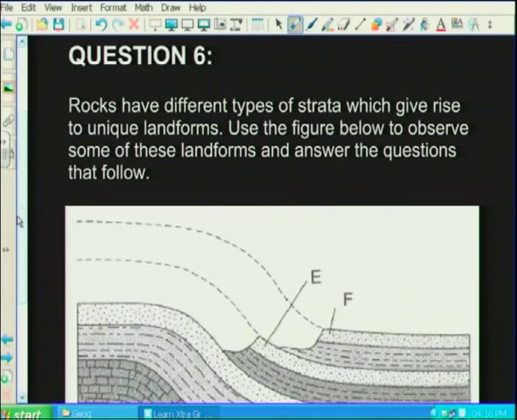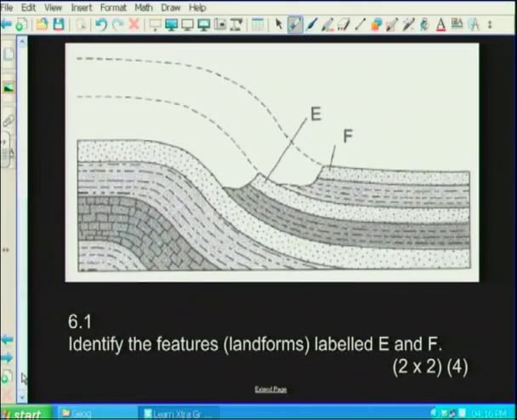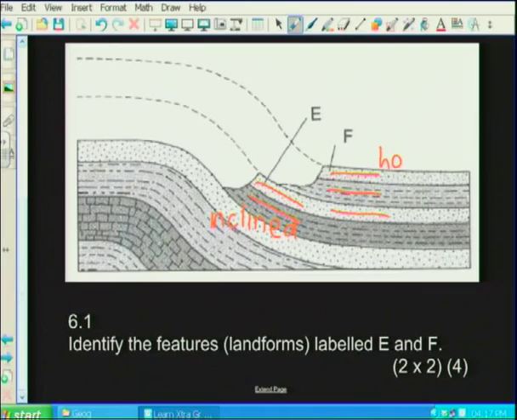Rocks have different types of strata, which gives rise to unique landforms. Use the figure below to observe some of these landforms and answer the questions that follow. Identify the features or landforms labeled E and F. Now, this diagram is a little bit more confusing than the previous diagrams that we've seen. The reason why is over here, this rock structure is sitting at an angle, which would make it a form of inclined strata. And this strata over here is lying horizontally. So on the same diagram, they are showing you horizontal rock strata, and they are showing you inclined rock strata.